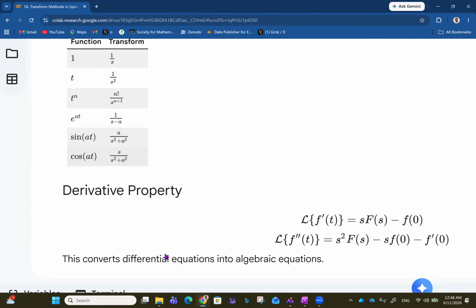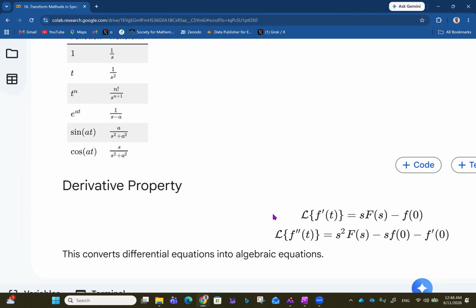Then we have the derivative property. So you have the Laplacian of f prime of t. The Laplacian of the derivative of f is actually s multiplied by F of s minus f of 0. And then the Laplacian of the second derivative is s squared F of s minus s f of 0 minus f prime of 0. So this is very helpful when you solve differential equations. You can break down the differential equations into algebra, solve, and then take it back later. So this converts differential equations into algebraic equations.